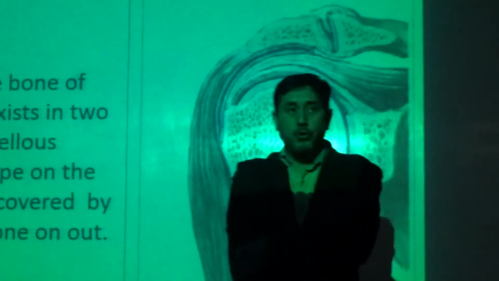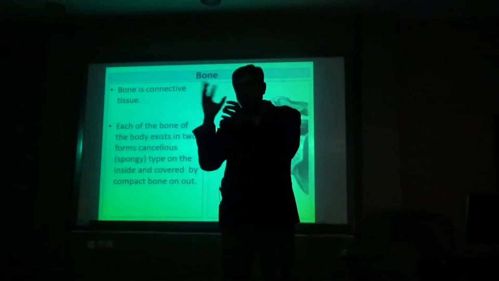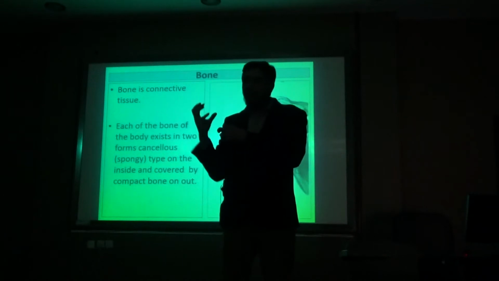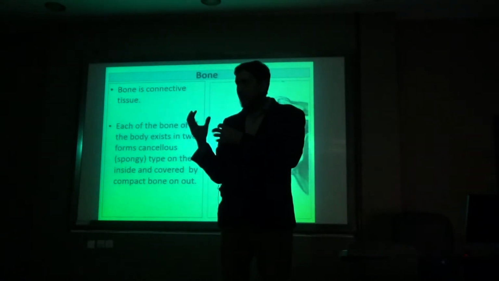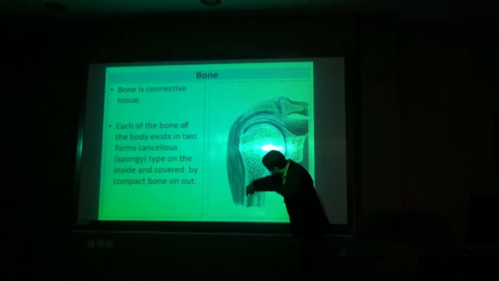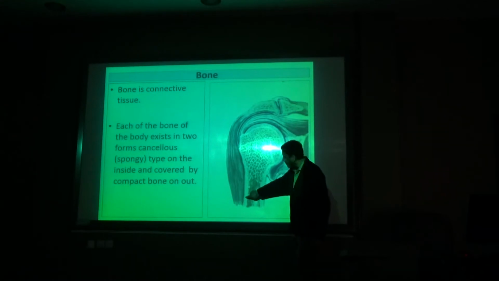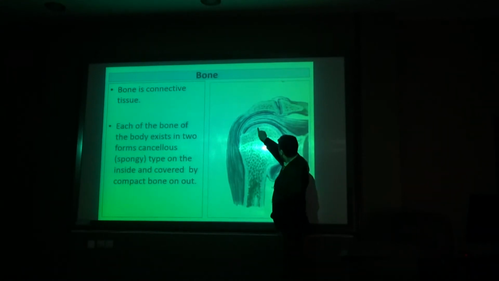So if you take the humerus, radius or ulna, if you see from the outside, it is covered with solid material. There is no gap between the tissue. There is no gap over here. No space. It's very solid, this area. So that is known as compact bone.